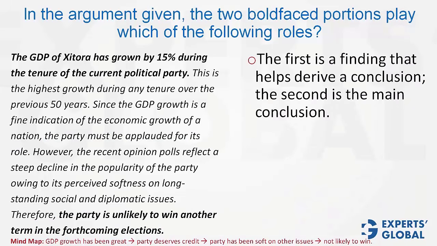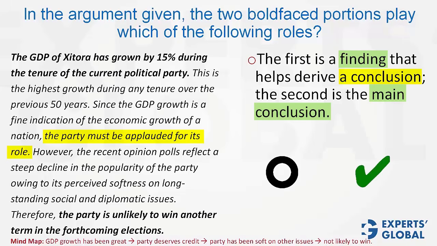Look at the next one now. The first is a finding that helps derive a conclusion. Yes, the intermediate conclusion we were just talking about. The second is the main conclusion. This choice may need some deliberation, but you will realize that this is also a perfectly fine answer choice. So see, there can be different answer choices correct for the same reasoning for the same boldfaces. However, on the GMAT, only one such correct answer choice would appear.